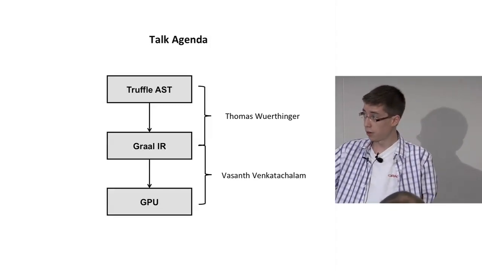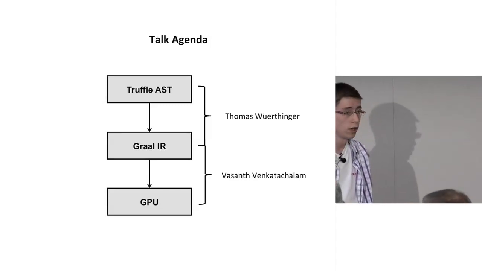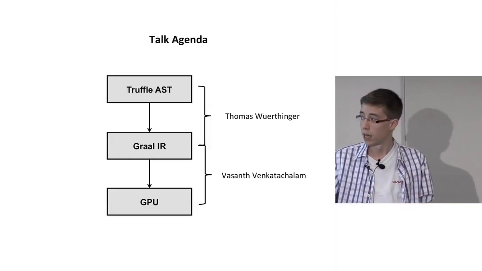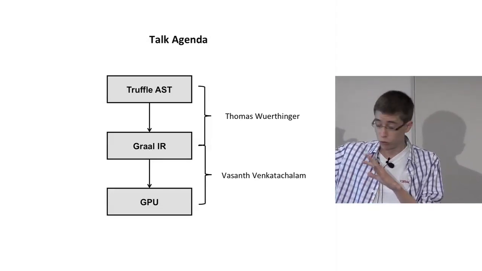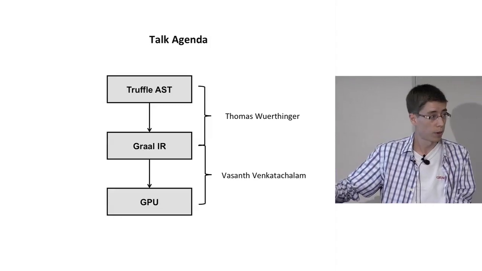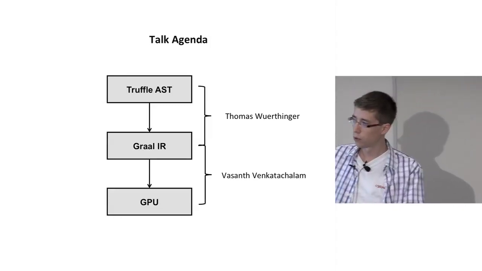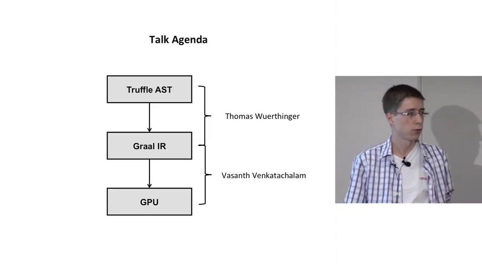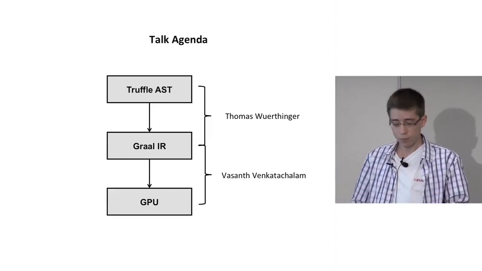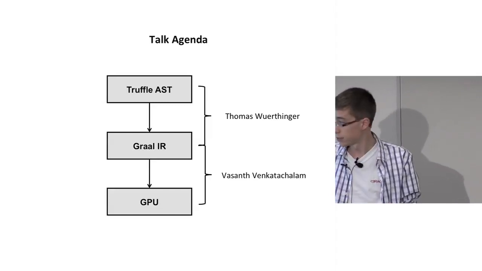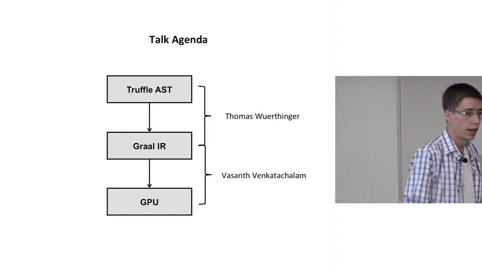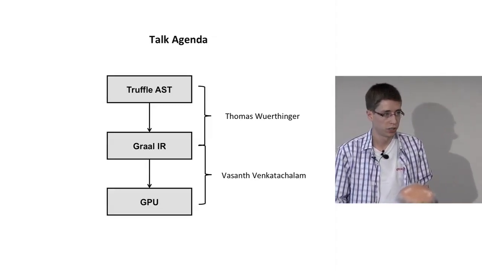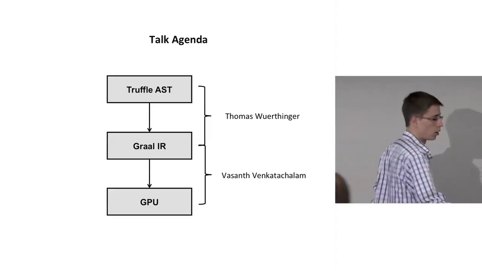Here's the talk agenda. So we split the talk into two parts. The first part will be given by me, and it will be about Truffle AST and the Graal IR part, sort of how do we convert dynamic languages into Graal IR, and also what is the current status of Graal. And the second part will be given by Vasanth from AMD, and it will be then on how Graal IR is offloaded to the GPU.